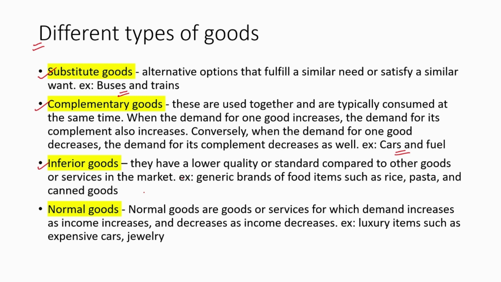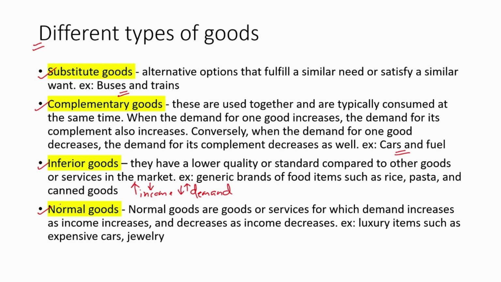When it comes to inferior goods, income and the demand for inferior goods have an inverse relationship, which means as the income increases, the demand for inferior goods will decrease. As the income decreases, the demand for inferior goods will increase.